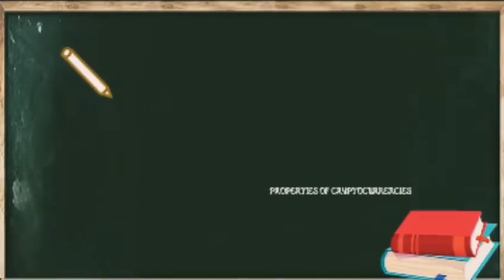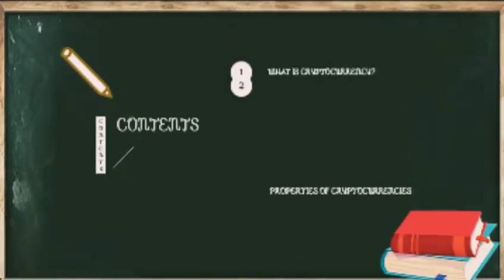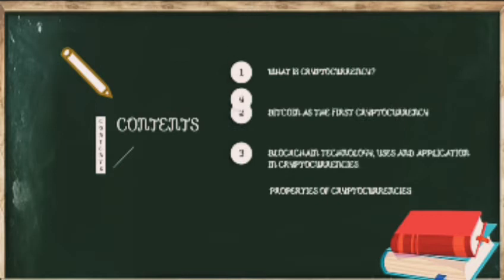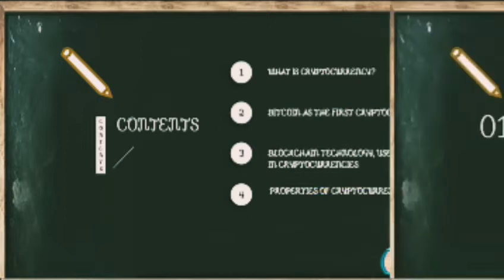So the contents for today are going to include: one, what is cryptocurrency, Bitcoin as the first cryptocurrency, blockchain technology, its uses and application in cryptocurrencies, and then the properties of cryptocurrencies. So let's start with what is cryptocurrency.